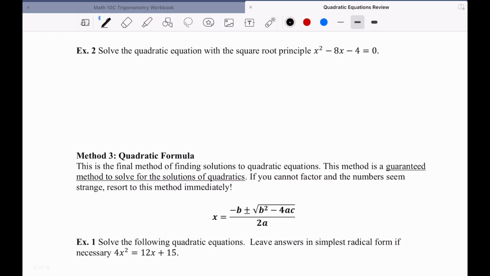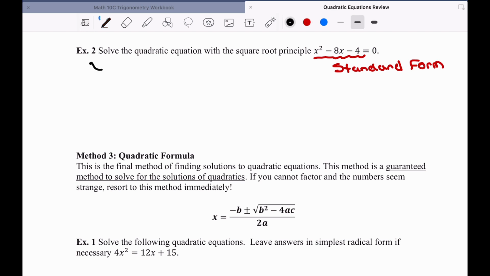This one says, solve the quadratic equation with the square root principle, but then gives you an equation in standard form. This is in standard form. So we have a method of converting between standard form and vertex form, and it's called completing the square. So if you ever see a question that says solve the quadratic equation with the square root principle and it gives you something in standard form, we know we have to take that standard form and convert it into vertex form first. We're going to complete the square on this.